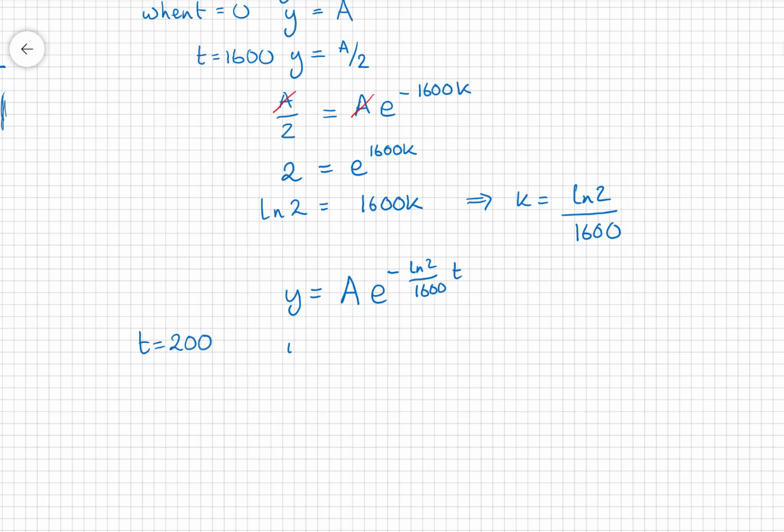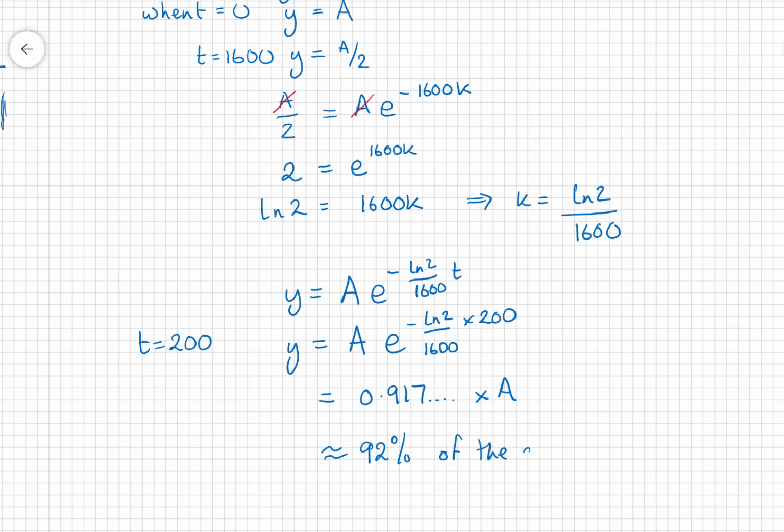In that case, y will equal a e to the minus ln 2 over 1600 times 200, which works out to be 0.917 times a. And although we don't know what the original amount a was, we know that after 200 years that is going to be approximately 92% of the original quantity. And we've solved the problem that was set for us to do.